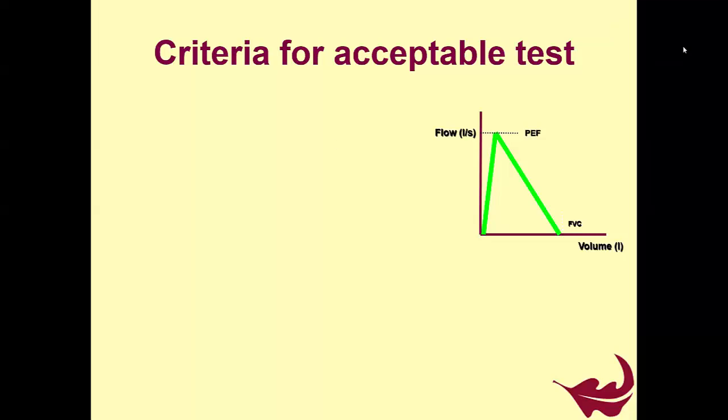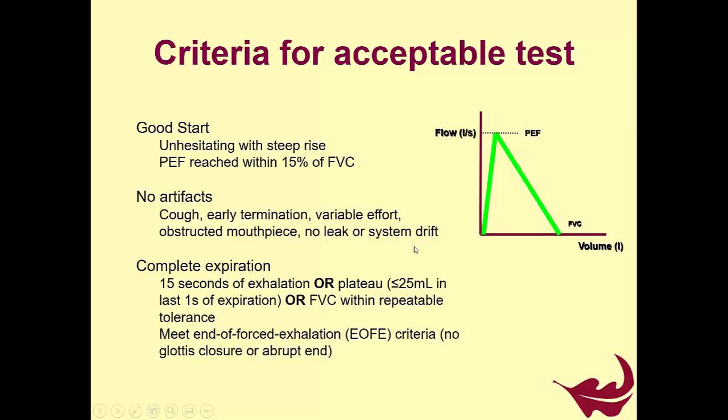So the criteria for an acceptable test. Number one, there must be a good start. This is an unhesitating start with a steep rise, and your peak flow must be reached within 15% of your forced vital capacity. What I normally do is look at this x-axis and divide that by 5, which would give me 20%, and then make sure that the peak flow is to the left of that mark.